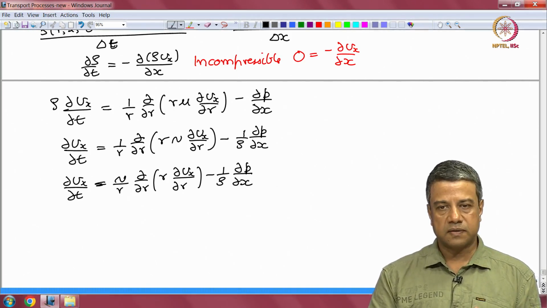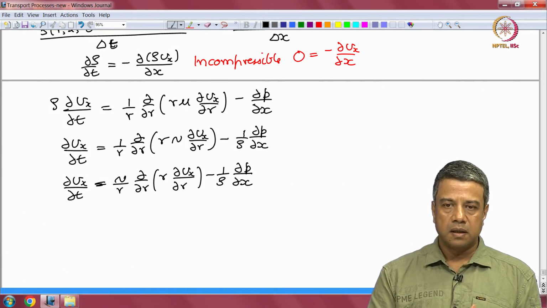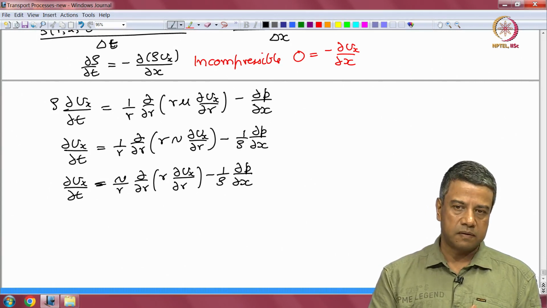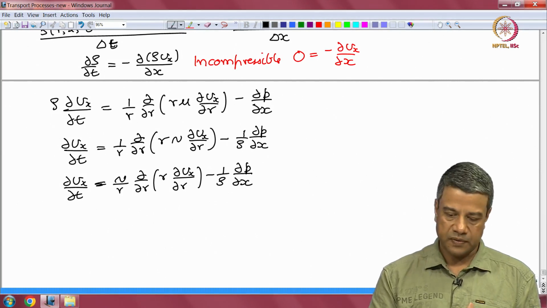Note here that pressure is a function of x. Pressure cannot be a function of r in this case, because there is no flow in the r direction.